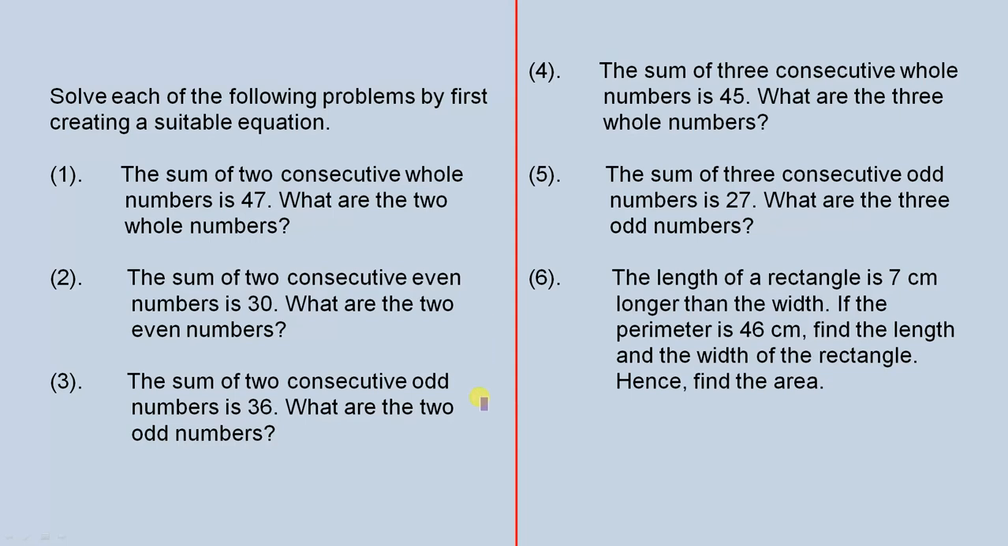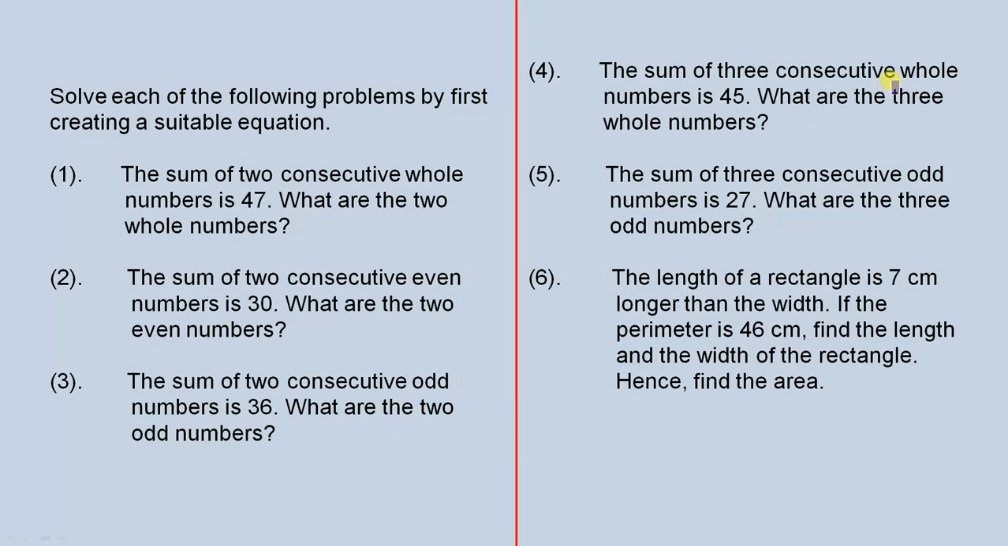The sum of two consecutive odd numbers is 36. What are the two odd numbers? So we're looking at 1, 3, 5, 7, 9, etc. And two consecutive odd numbers would be something like, say, 19 and 21 or 23 and 25.